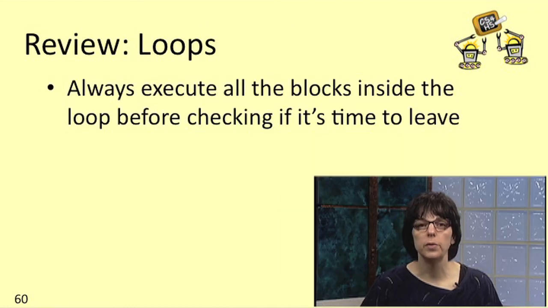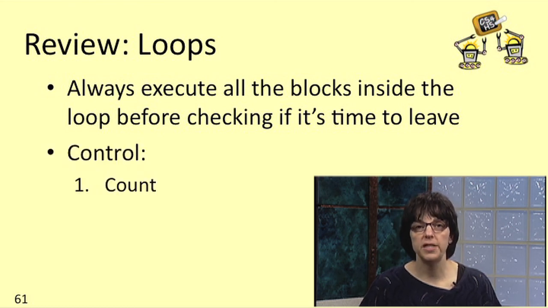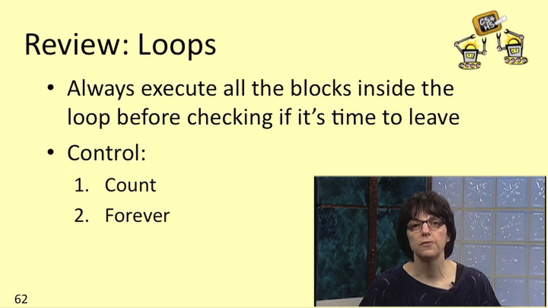Let's just review what we've learned in this lesson. The most important thing you should take away is that where NXT loops are concerned, you always execute all of the blocks inside the loop in order before checking whether or not it's time to leave. We've seen 3 types of ways to control a loop. First, we controlled the loop by count. That is, by telling the NXT exactly how many times we wanted the loop to repeat. Next, we saw how you could control a loop to run forever.